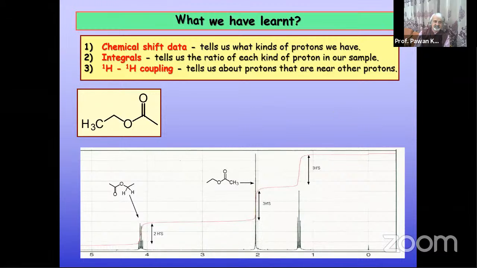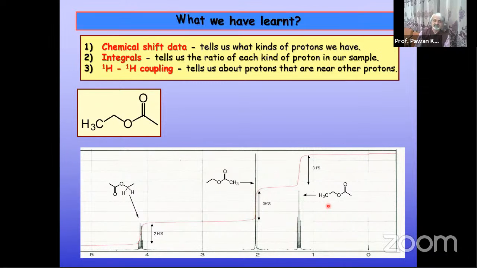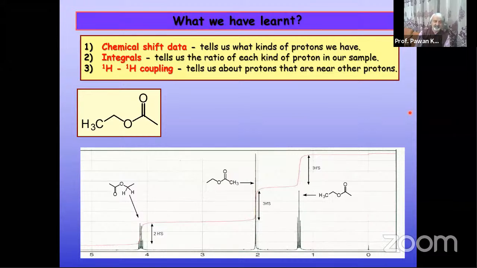And then you see this singlet is due to the methyl group here because there is no hydrogen in the neighborhood, so it will be a singlet. And you see this triplet is due to the CH3 because it is getting split into a triplet due to the presence of the CH2 group nearby.